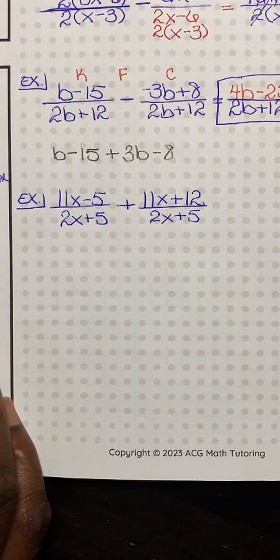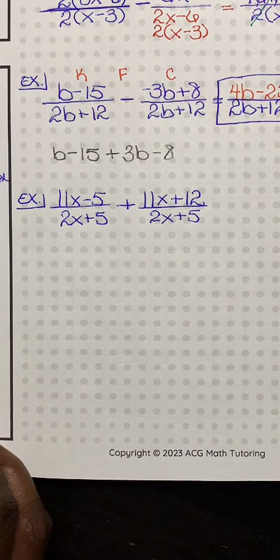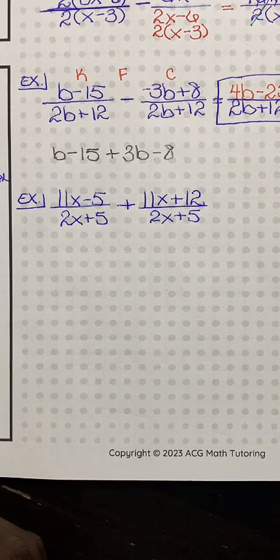For the previous one, yes. It was 4b minus 23.